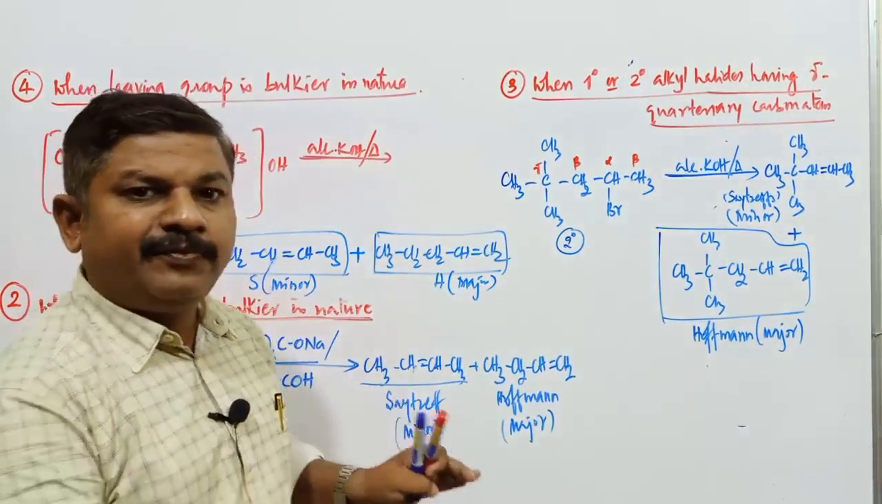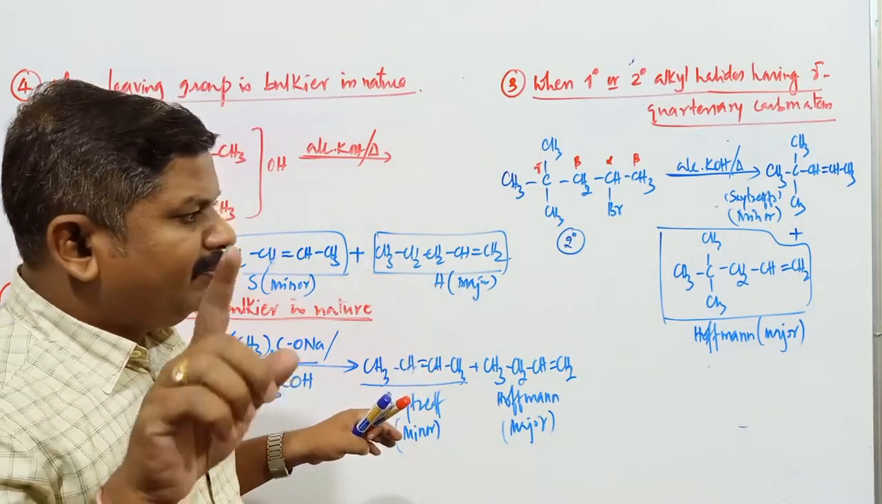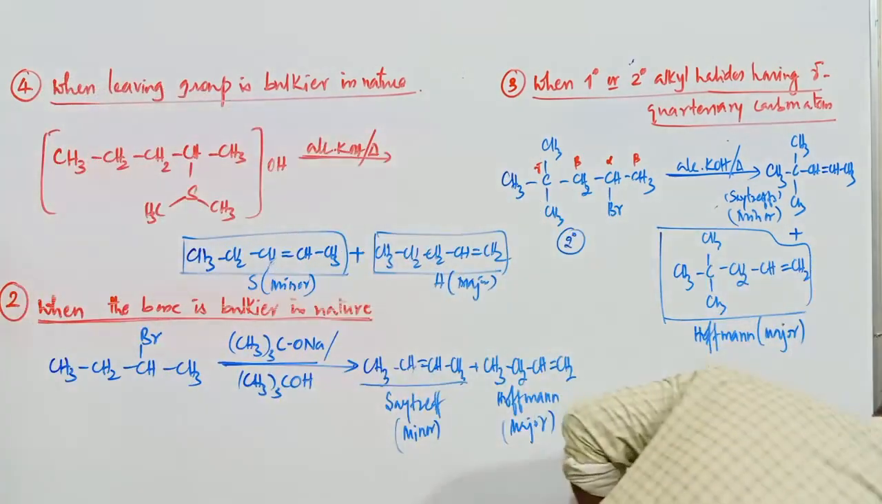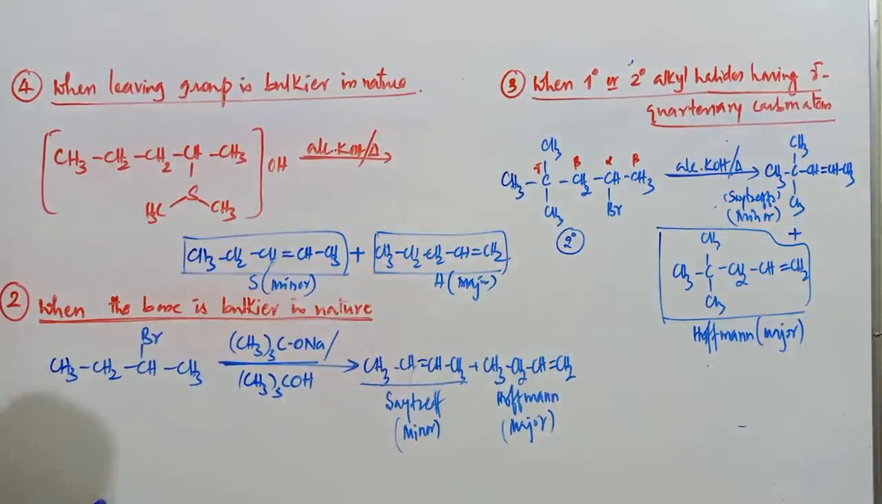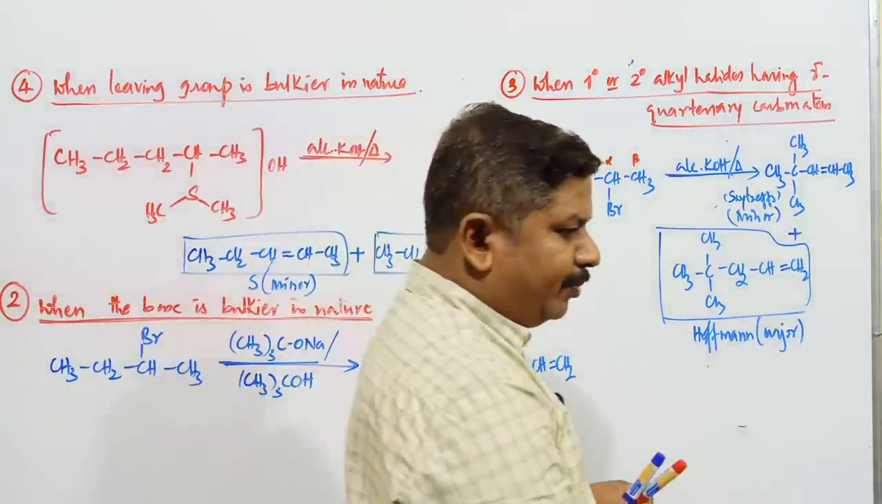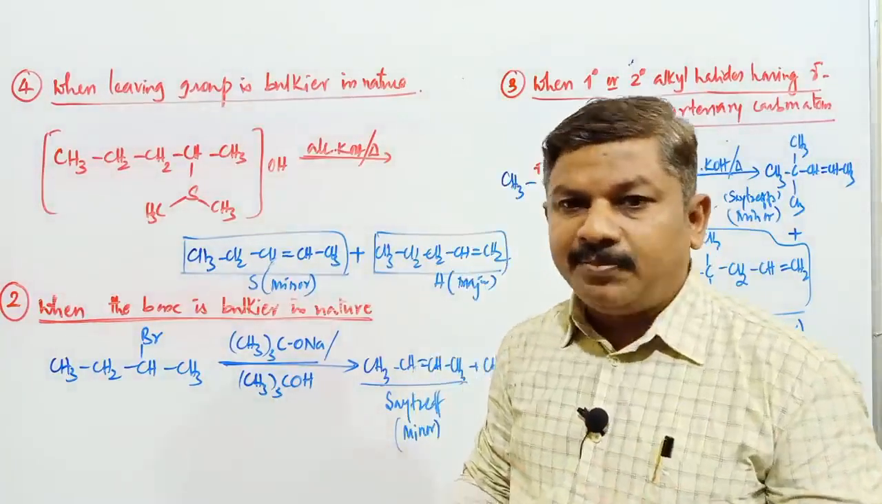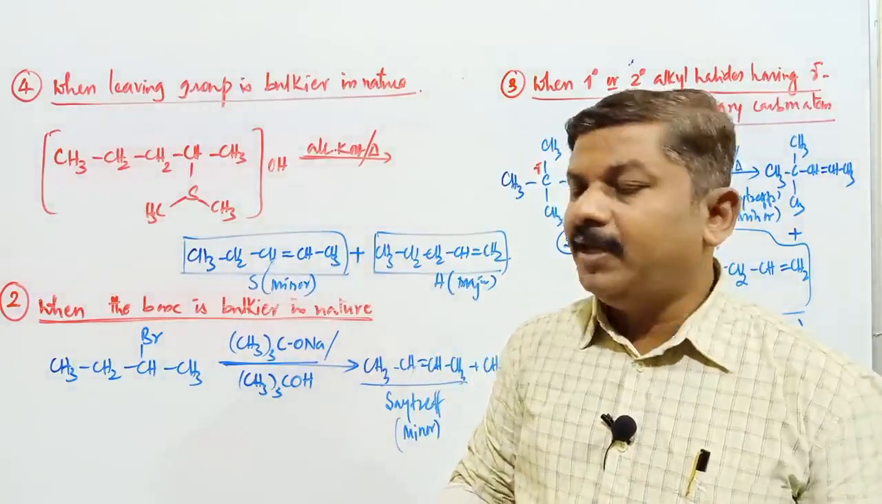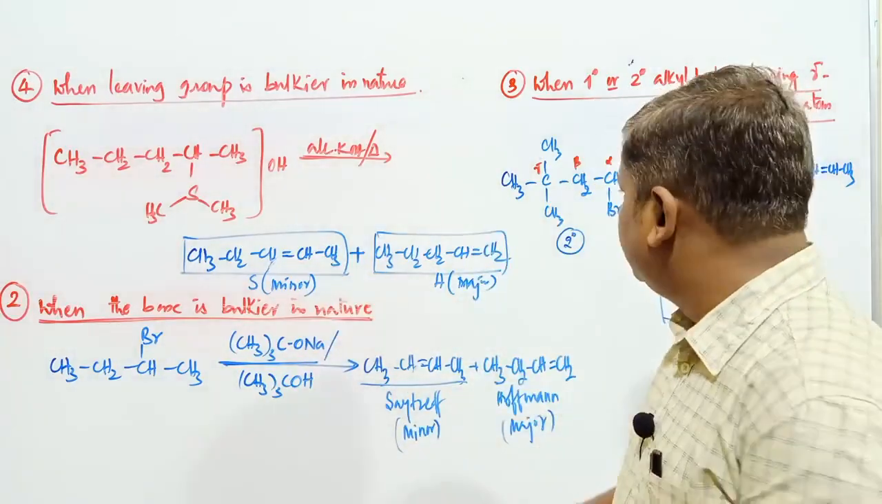Except these four reactions, in all other reactions, the Hofmann product will be minor and the Saytzeff product is going to be the major product. Fine, this is clear. Very important one. Many times they ask about this in examinations: in which of the following compounds is the Hofmann product major, or in which is the Saytzeff product the major product? Generally the Saytzeff product is the major product except in these four reactions.